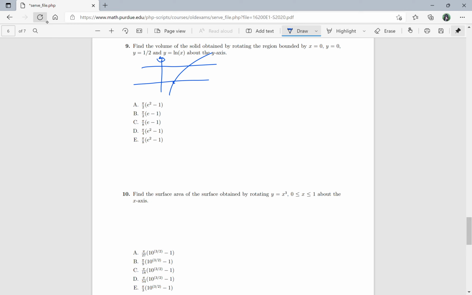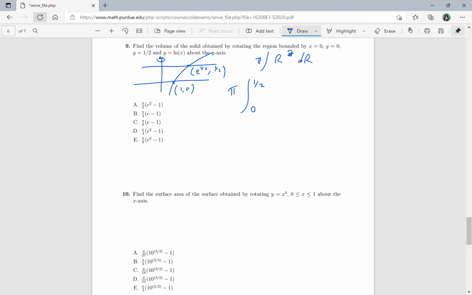So these have intersections at 1, 0. We need 1/2 to equal natural log x. So x would be e to the 1/2 and y would be 1/2. We're going to use the washer or disk method with horizontal radius and vertical thickness. So y goes from 0 to 1/2.